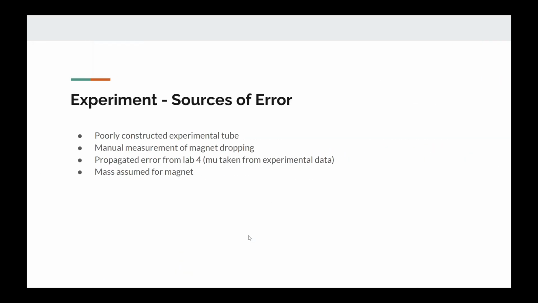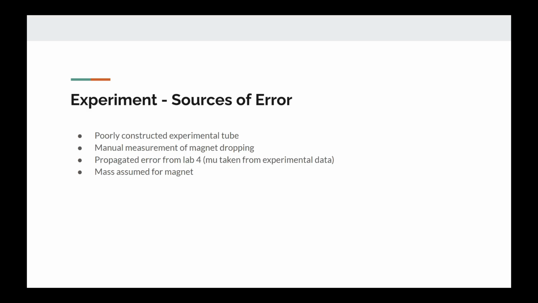There are a lot of sources of error, which is why we can accept a small difference between the two measurements. The tube used in the experiment was very poorly constructed. It was not a constant circular diameter. There were bits of aluminum peeling off, which could decrease the thickness in spots and allow less magnetic force propagating back into the bar magnet. There was manual measurement of the magnet dropping. Even though a phone was used for precision, there were not enough frames to get an exact entrance time and an exact exit time, which could add a little bit extra error.